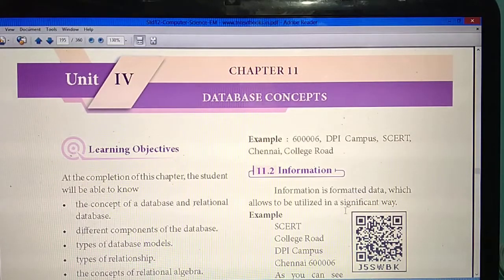Last class we marked question answers for chapter 10, isn't it? The 1 mark, 2 mark, as well as 3 mark questions. I asked you to study them. What portions did I ask you to study yesterday? 1 mark, 2 mark, as well as 3 mark questions. So have you all studied? Studied or not, students?